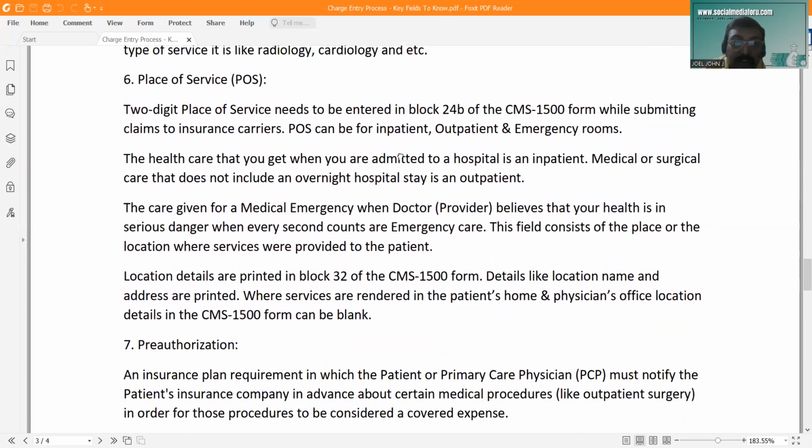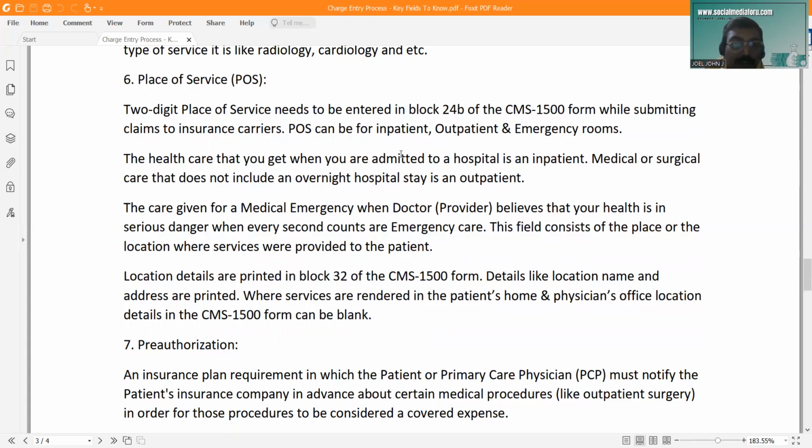Place of service. Place of service is shortly given as POS. They will also ask us questions on these. The 2-digit place of service needs to be entered in block 24B of the CMS 1500 form while submitting the claim to the insurance carrier. POS can be for inpatient, outpatient, and emergency room. So these are some places of service which they have mentioned over here, because these are the most commonly used. Apart from that, there are also a lot of POS. We will look at that at a much later time in a very different video, because that's a very huge topic.